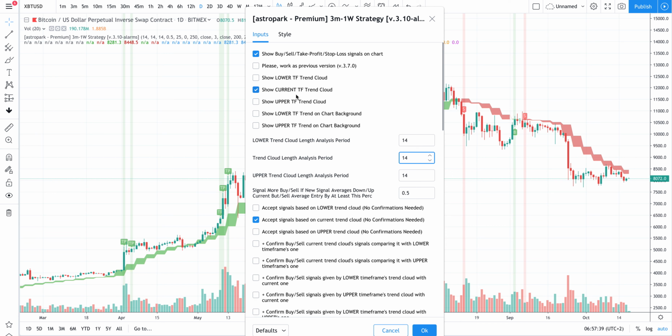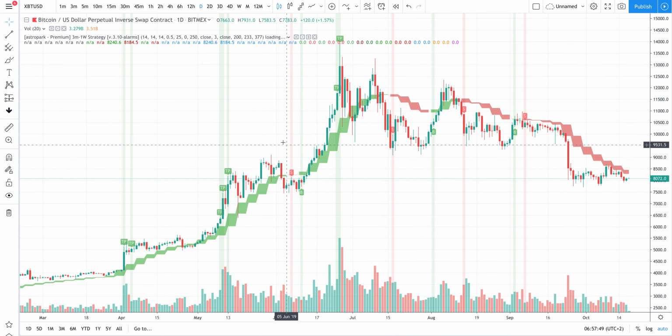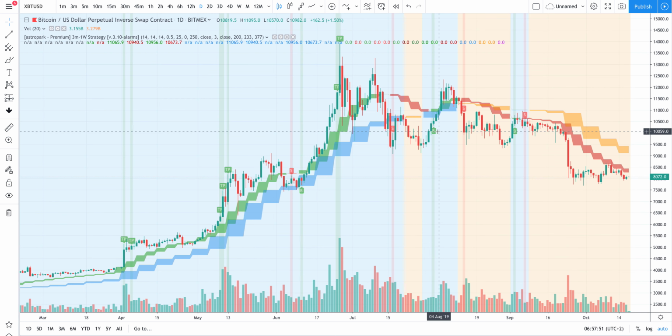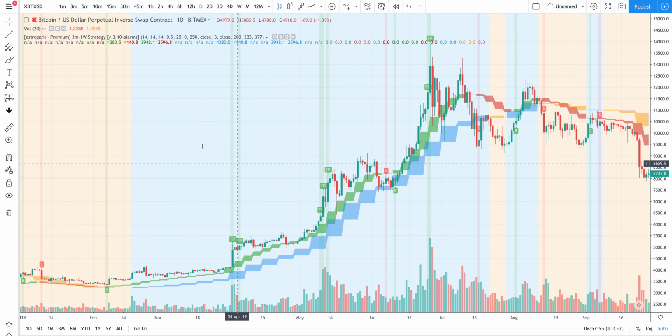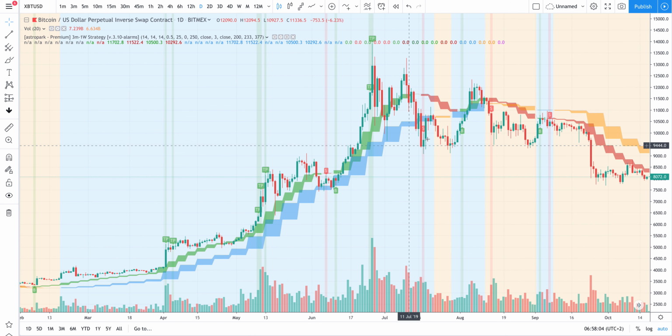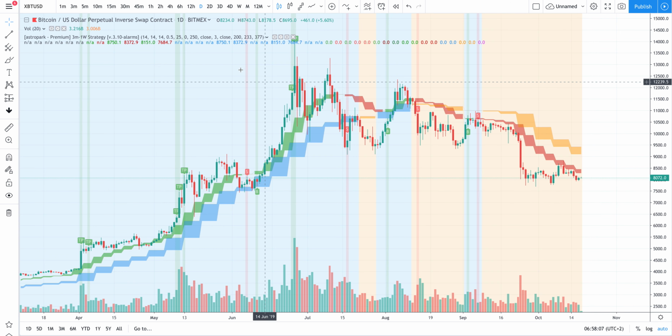By the way, if you don't like to see the trend cloud, but you want to see it in the background, there is that option. So you can see now the blue: we are in the bullish market for the higher time frame trend cloud, and here in the orange we are in the bearish market.